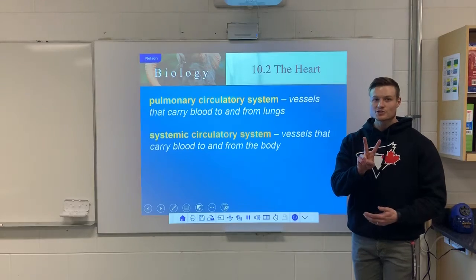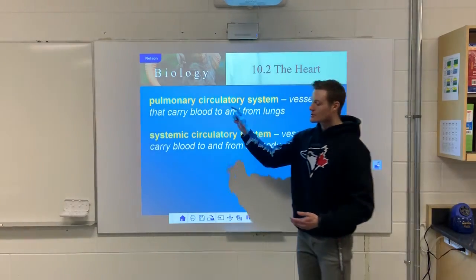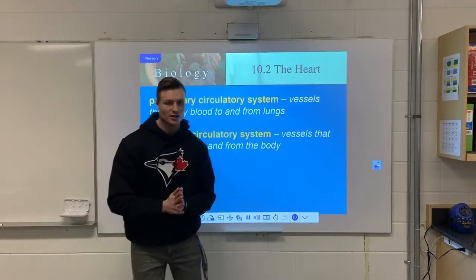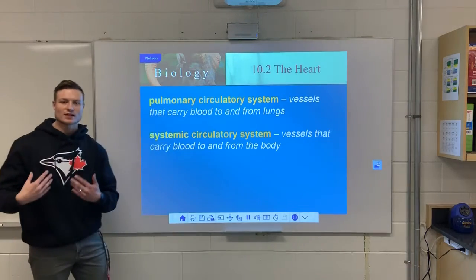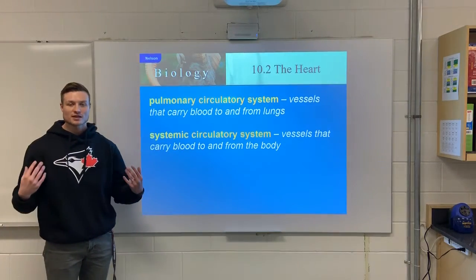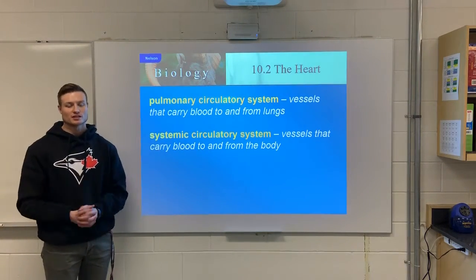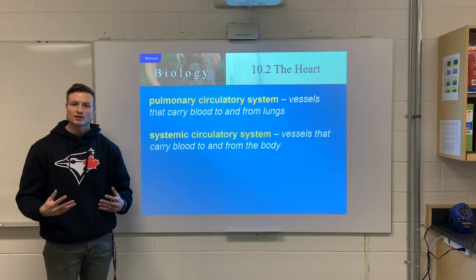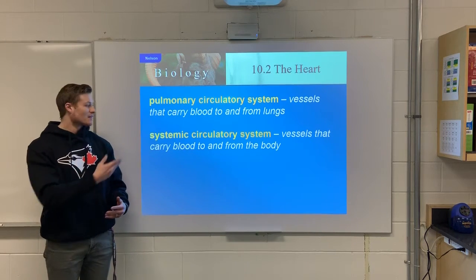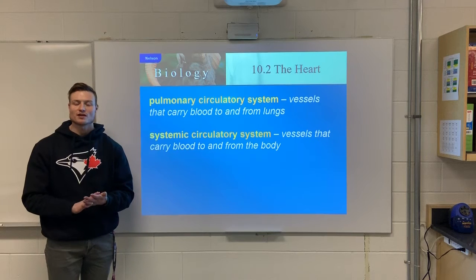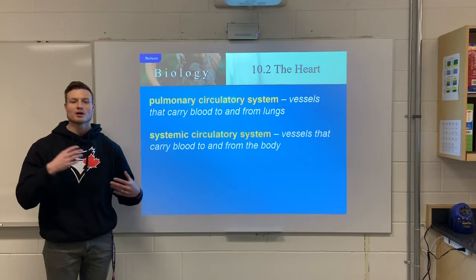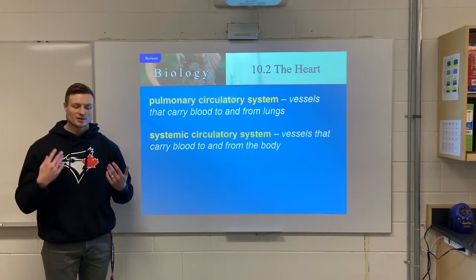Now, two circuits we're going to discuss here. We have the pulmonary circuit as well as the systemic circuit. The pulmonary circuit is that right side gaining blood, pumping it to the lungs, and then returning it to the left side. So when you think pulmonary, we want to think of lungs. The systemic circuit we want to think of as our body. It's the left side pumping blood to our body that's been oxygenated.